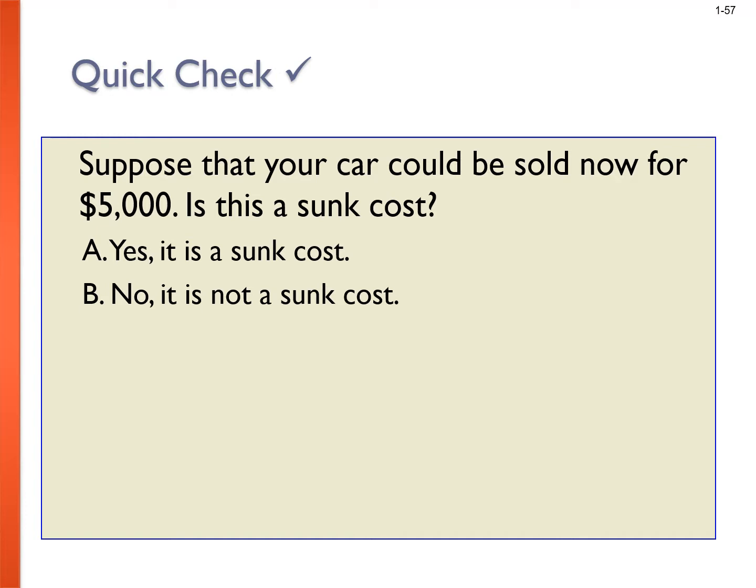Suppose your car could be sold now for $5,000. Is this a sunk cost? No, it is not a sunk cost. You could sell it for $5,000. What you paid for it is.